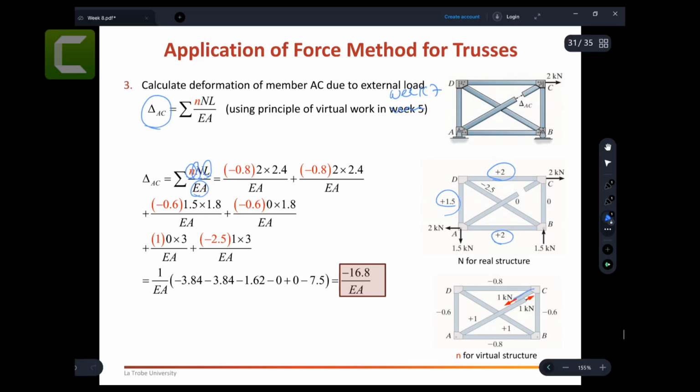And then you put the virtual load 1, and then you find the small n, right? So you have two trusses. One is the real, and the other, you remove that one and you have 1 kilonewton going in the direction where you want to find the displacement, and you find the small n, and you substitute that value. You find that displacement delta AC is 16.8. I hope you understand that. It's the same concept as in the beam that we have done.